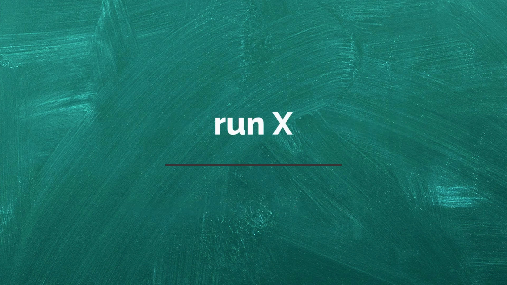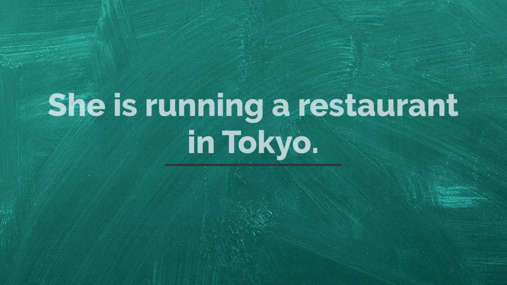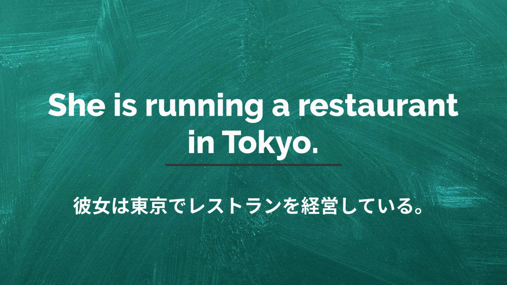Run X. X を経営する。 Run X. She is running a restaurant in Tokyo. 彼女は東京でレストランを経営している。 She is running a restaurant in Tokyo.